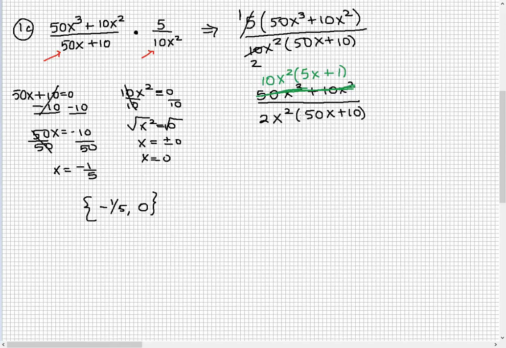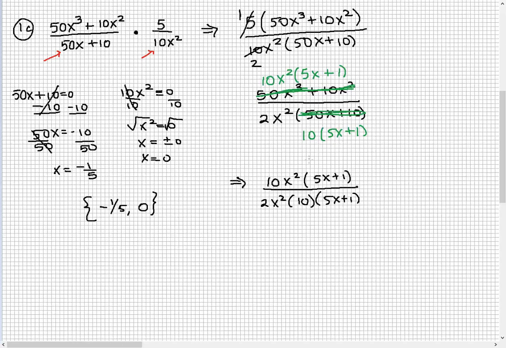All right, and this one can also be factored. We can pull out a 10. And we have a 5x plus 1 left over. All right, rewriting this. What do we have in the numerator? We have a 10x squared, a 5x plus 1. We have a 2x squared, a 10, and a 5x plus 1.